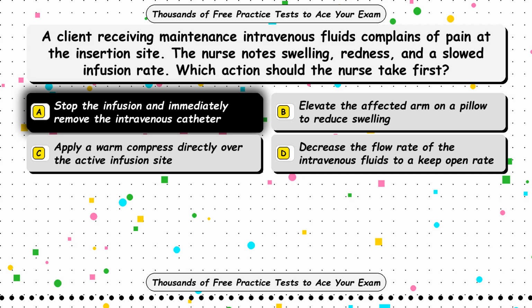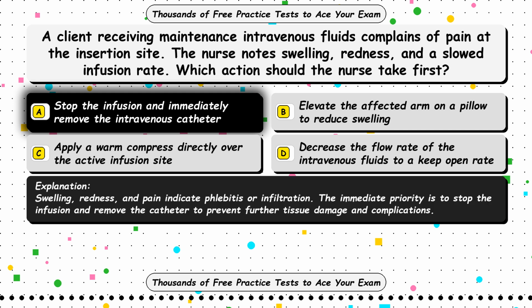The correct answer is option A. Stop the infusion and immediately remove the intravenous catheter. Swelling, redness, and pain indicate phlebitis or infiltration. The immediate priority is to stop the infusion and remove the catheter to prevent further tissue damage and complications.